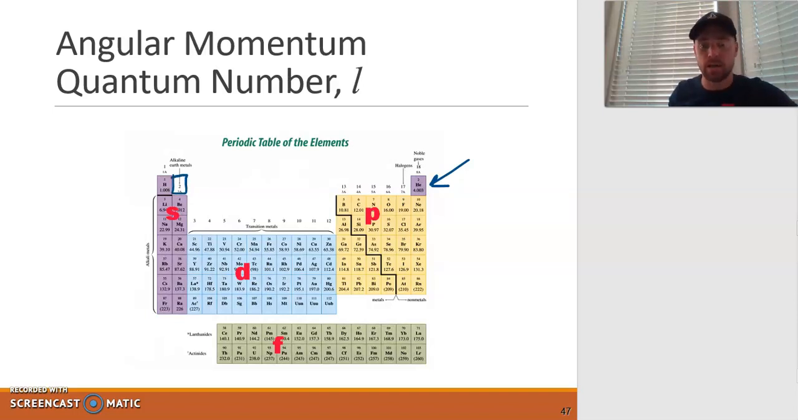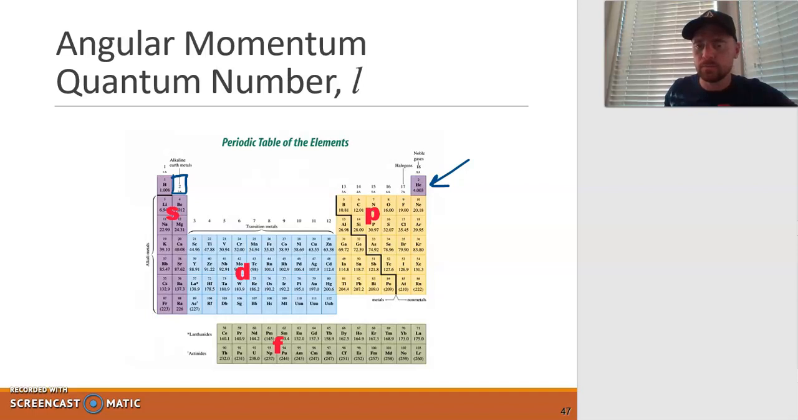The P block is the main group of elements over here, groups 13 to 18. The D block is going to be this region of space right here in the transition metal region. And the F block will be down here in these two rows, the lanthanides and the actinides. Now, it's probably a good idea to write this down now, so when we get to electron configurations later on in the topic, we've seen it before.